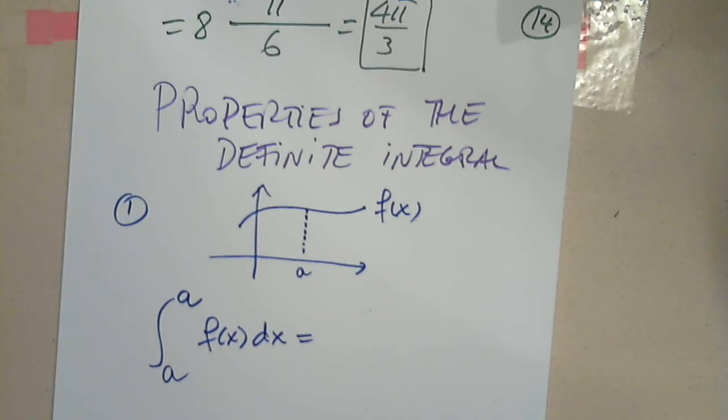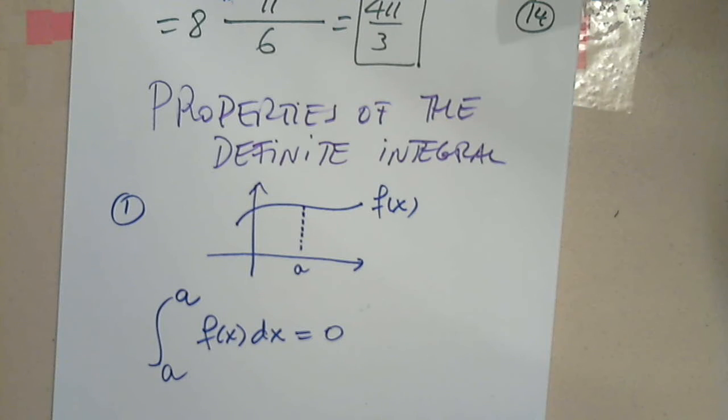What do you think this equals to? Anyone? Will it be 0? Of course. There is no interval that I can split into anything. So of course it's 0. It must be 0. Perfect.